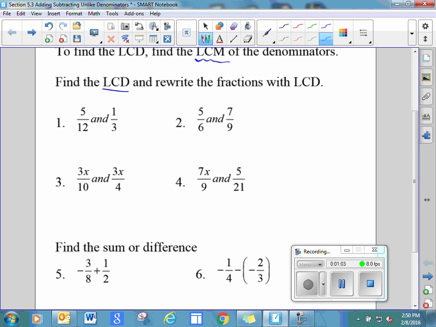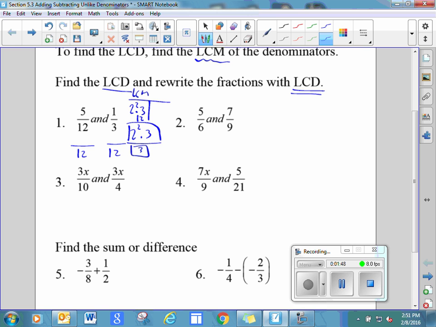Find the lowest common denominator and rewrite these fractions using the lowest common denominator. So 12 and 3 are not common denominators, and if you already know that the lowest common denominator is 12, that's great, but if you don't, we can review a little bit about the LCM. You do the prime factorizations. The prime factorization of 12 is 2 squared, which is 4, times 3. And the prime factorization of 3 is 3. And we write each base to the highest exponent. So that becomes 12. So your lowest common denominator is 12.